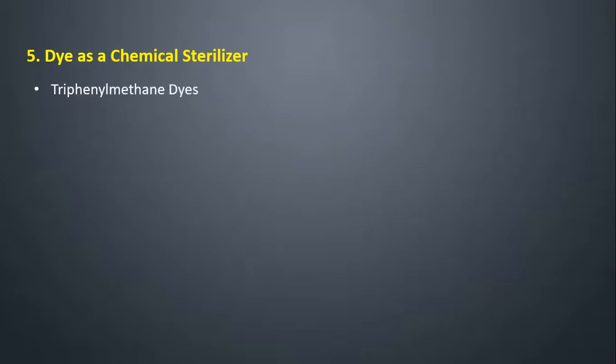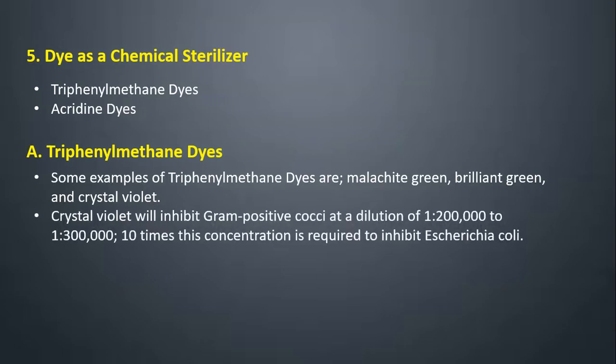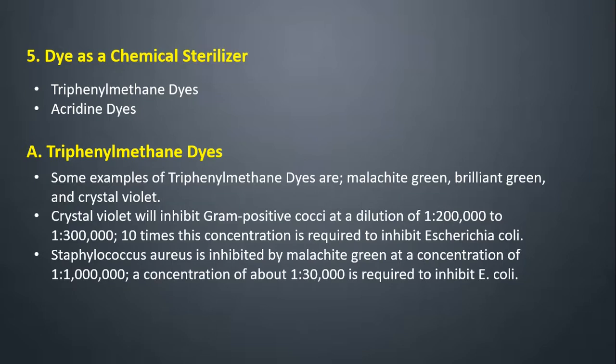Now, let's talk about dyes. There are two classes of dye that contain antimicrobial properties such as triphenylmethane and acridine dyes. Let's talk about triphenylmethane dyes. Some examples of triphenylmethane dyes are malachite green, brilliant green, and crystal violet. Crystal violet will inhibit gram-positive cocci. Staphylococcus aureus is inhibited by malachite green.